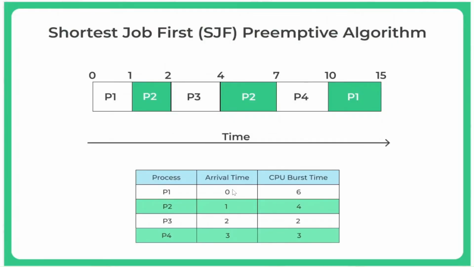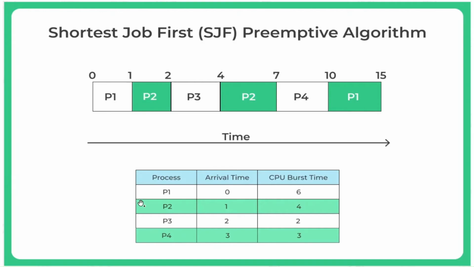So let us look at an example for a preemptive algorithm. So this is the Gantt chart, and we've given the process arrival time and burst time. So P1 process arrives at 0 millisecond, P2 at 1, P3 at 2, finally P4 at 3. So the P1 process arrival time is 0. So it's the first process which is going to execute. So it will be in the Gantt chart and it's going to execute for 1 millisecond.